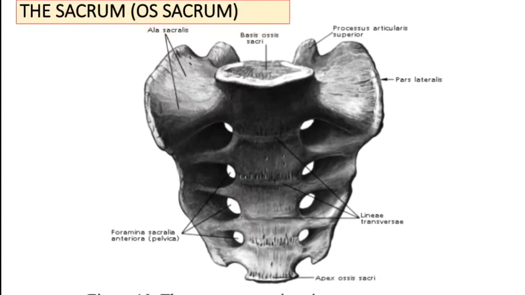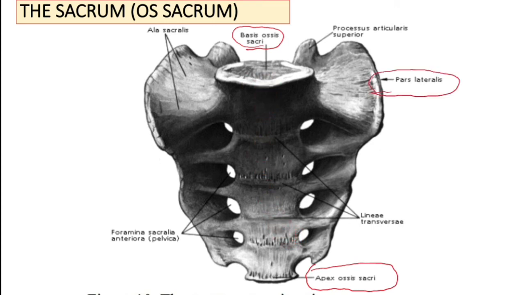We are looking at the anterior surface of the sacrum. Here you can see the base, basis ossis sacri, and the apex down there. You can see the diminishing: the upper part is massive, and the lower part is shrinking because it doesn't bear much weight. The limbs will be here, that's where the sacroiliac joint is located, somewhere around here. I will show you in another picture where it's clear, but for now, just note the apex and the base.